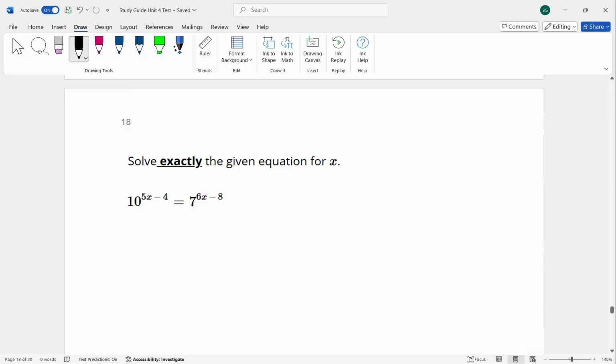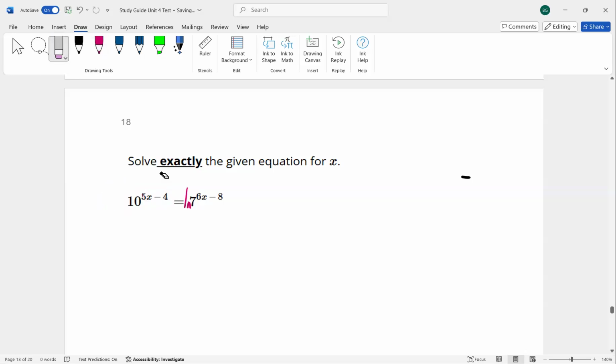Solve exactly the given equation for x. This is to solve an exponential equation. The base on the left side is 10. The base on the right side is 7. It's not convenient to write both sides as a power of the same base, right? So we're going to use the second method, which is to take ln. And the exponent, by the power rule, can be moved in front.